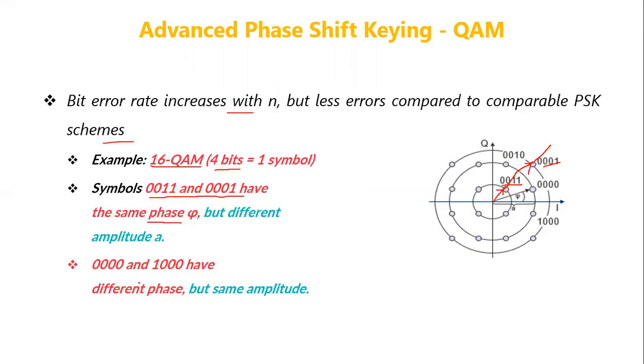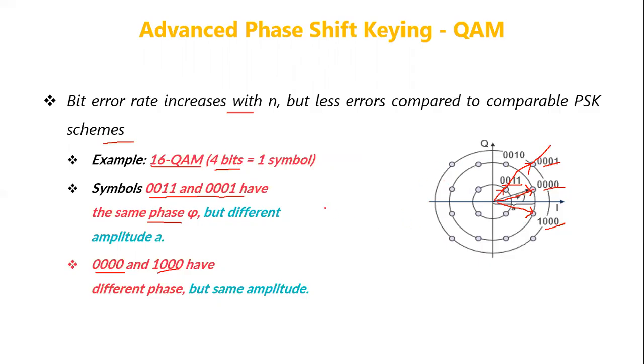But if you see this particular sequence, 4 zeros and 1 000. This is 4 zeros. This is 1 000. Okay. So they both have the same amplitude. Here the amplitude is the same, but their phases are different. Okay. So like this, you can see 16 symbols were represented as a combination of 4 bits.